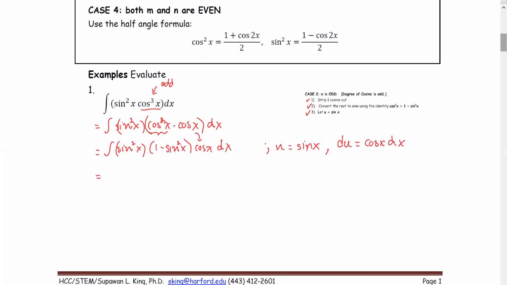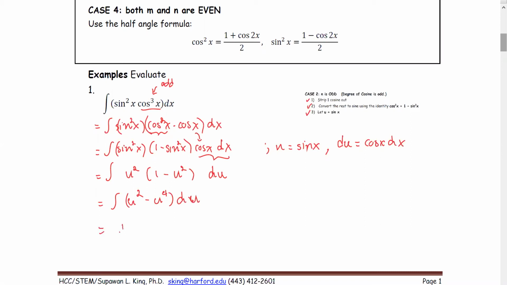Now, we use the U-sub technique to complete the problem. As u equals sine x, the first term is going to be u squared, and then multiplied by 1 minus u squared. The cosine x dx now is replaced by the du term. And now we are dealing with the problem involving u and du, or the integral of u to the second minus u to the fourth with respect to u.